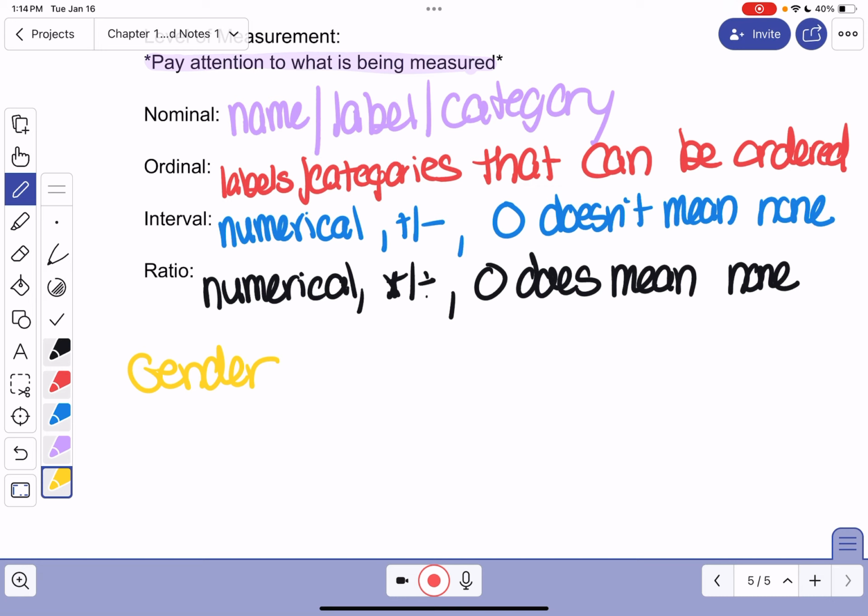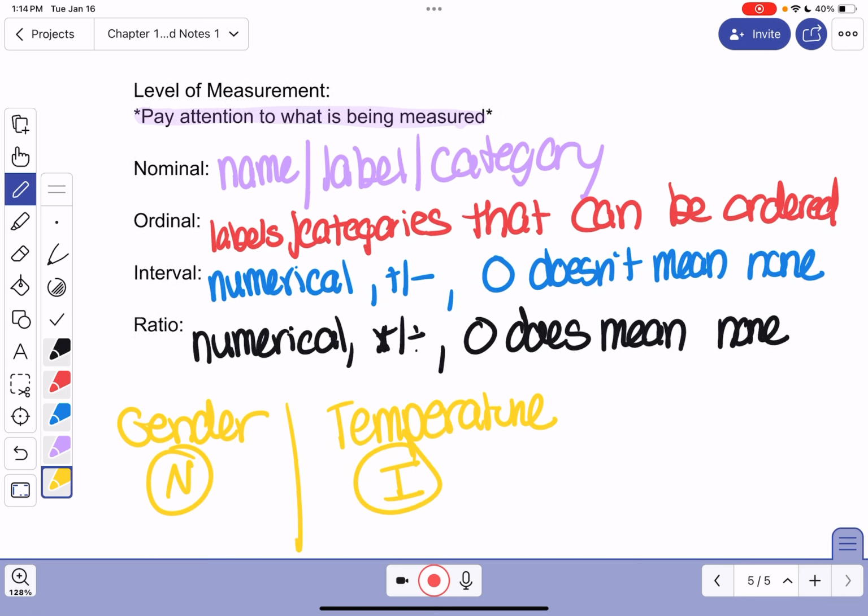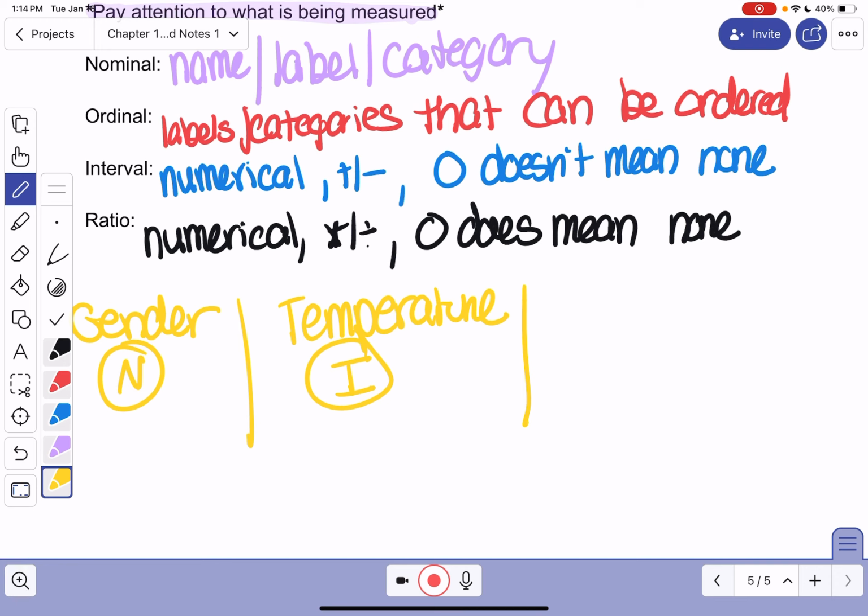Gender, we already said was categorical, qualitative. And because you can't order the genders, it's going to be nominal. You just list them. Temperature, I kind of hit at this. So we know temperature's numbers, so it's either interval or ratio. But 0 doesn't mean none. 0 degrees isn't 0 temperature. It's just a value. So this one's going to be interval. You can say I'm 10 degrees warmer than yesterday. You can have negative temperatures, as we know in Maine.